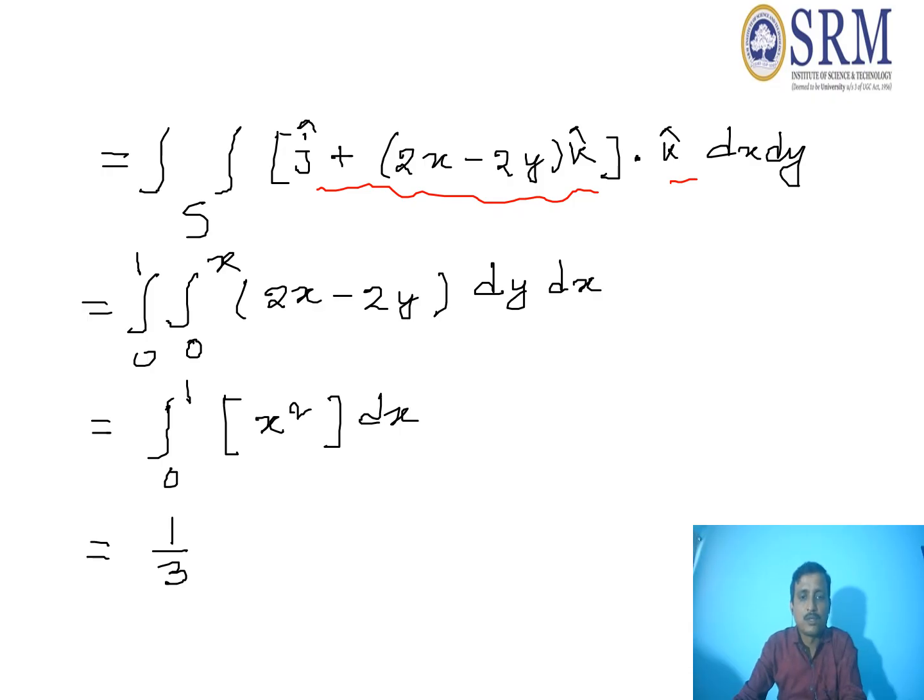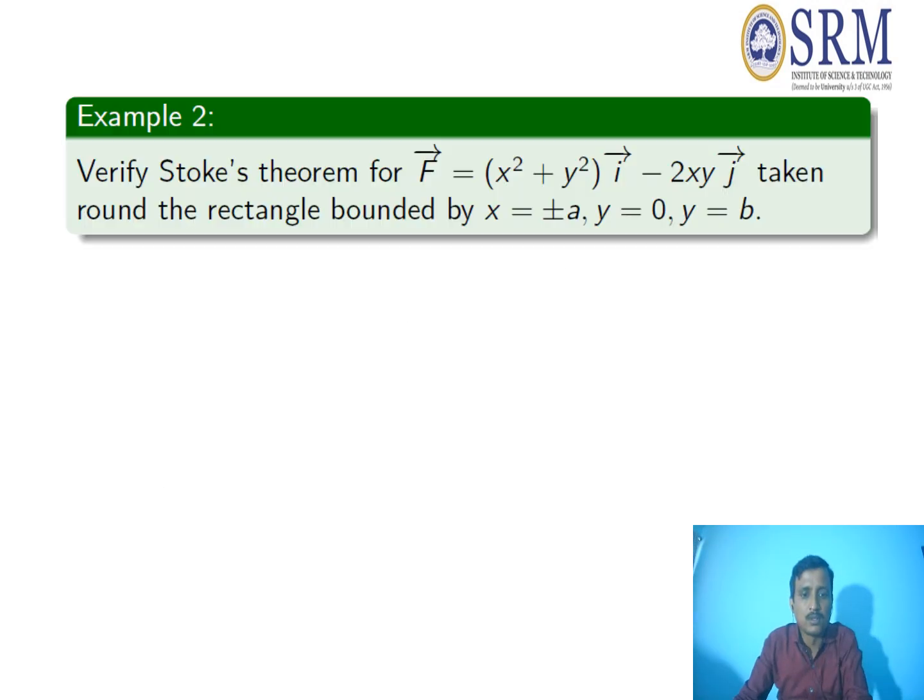But suppose we solve this problem by using the line integration concept, then what will be the value? Basically we will get the same value, 1 by 3. That means we are going to verify the Stokes theorem. To solve this problem, we are going to evaluate the LHS line integration value as well as the RHS, that means the surface integration value.